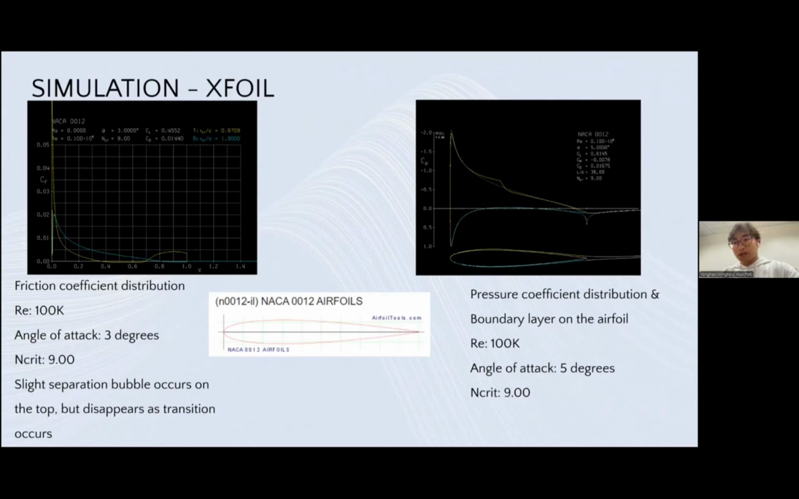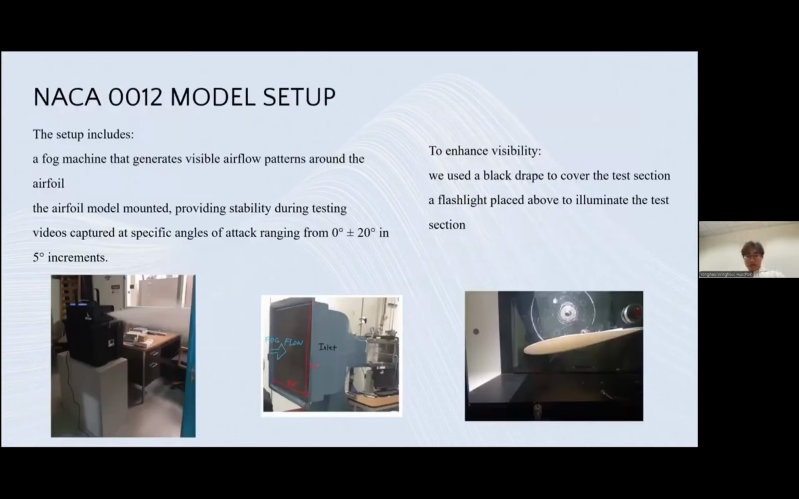And the plot on the right is the pressure coefficient distribution and also the boundary layer distribution. We run it at a Reynolds number of 100K as well, and the angle of attack is 5 degrees. We can also see the lift coefficient and the drag coefficient at the top right of the plot. And the graph in the middle is the cross-section of our 3D model. So now Tristan will present our experimental setup. I'll pass it to him.